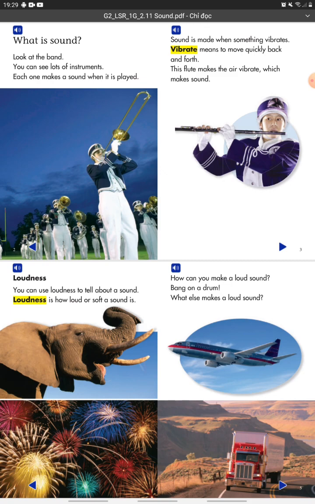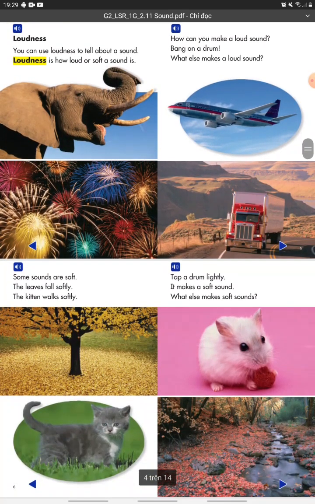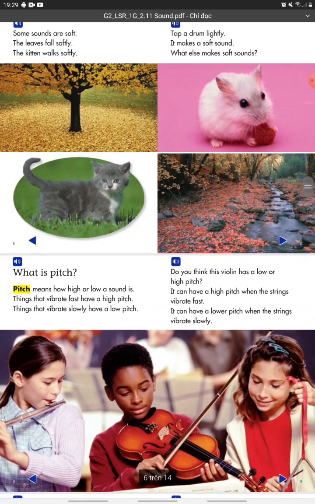Loudness. You can use loudness to tell about the sound. Loudness is how loud or soft a sound is. How can you make a loud sound? Bang on the drum. What else makes a loud sound? Like a bang of the fireworks. Some sounds are soft. The leaves fall softly. The kitten walks softly. Tap a drum lightly. It makes a soft sound. What else makes a soft sound? Like the meow of the cat.